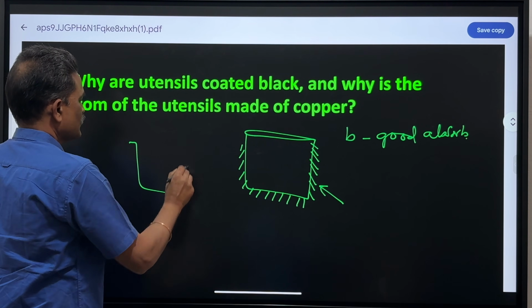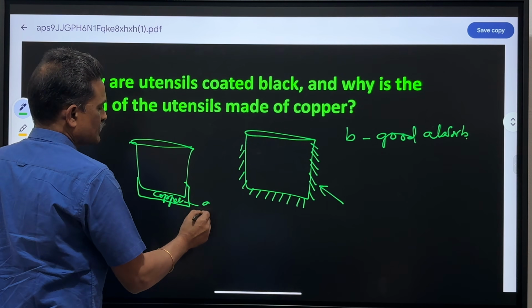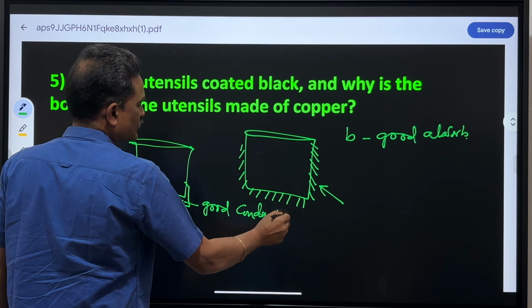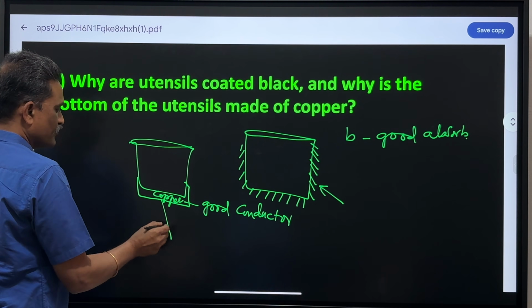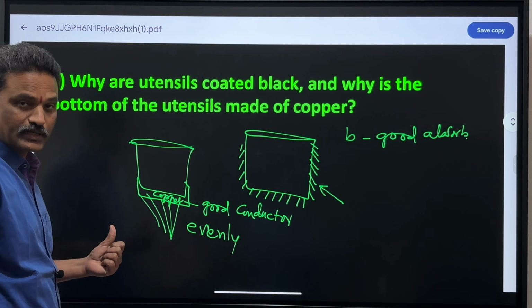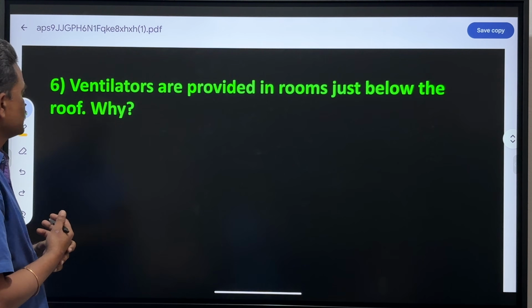In the case of steel utensils, for example, if you have a steel utensil, the bottom will be having additional copper coating or a copper plate. Why? Copper is a good conductor. The answer is, since copper is a good conductor, it absorbs heat quickly and it distributes evenly. You are supposed to write this. Sixth question, ventilators are provided in rooms just below the roof.